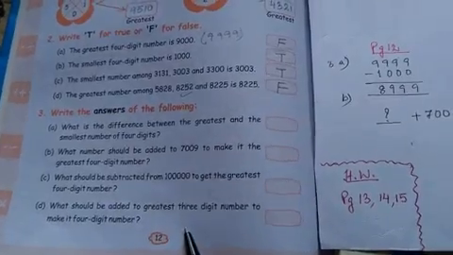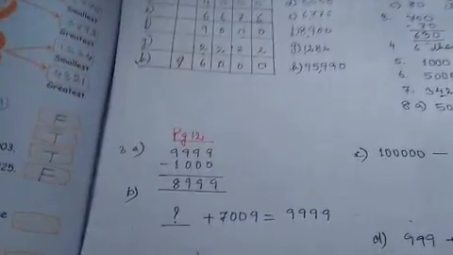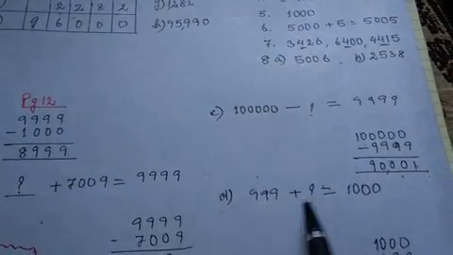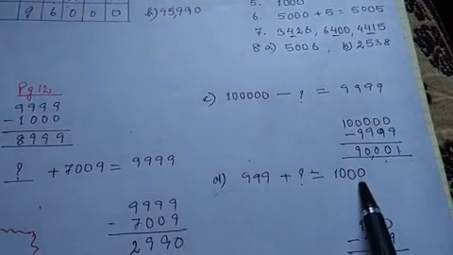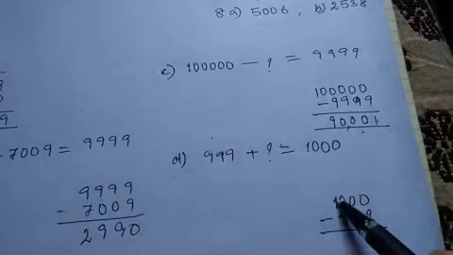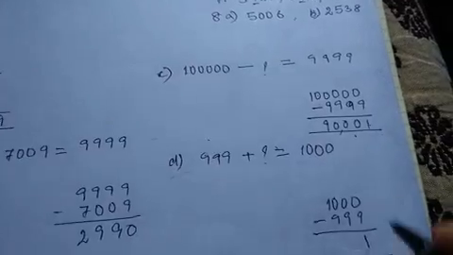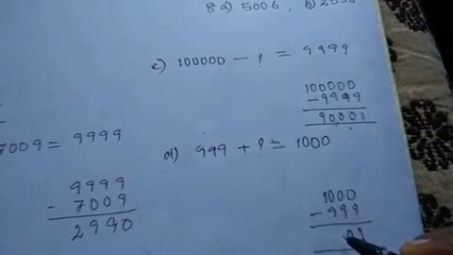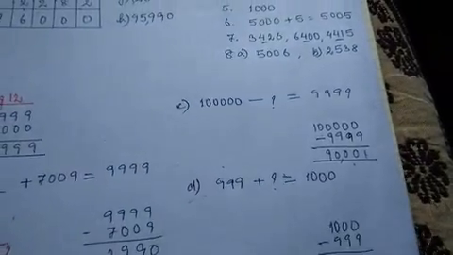Now question number D. What should be added to the greatest 3-digit number to make it 4-digit? This is our greatest 3-digit number. What should be added to this to make it a 4-digit number? The 4-digit number is 1000. This is very simple if we subtract. Carried over here, this becomes 10. 10 minus 9 is 1. 10 minus 9 is 1 here. Then 9 minus 9 is 0. 9 minus 9 is again 0. It means you are adding 1 here. Our answer is 1.